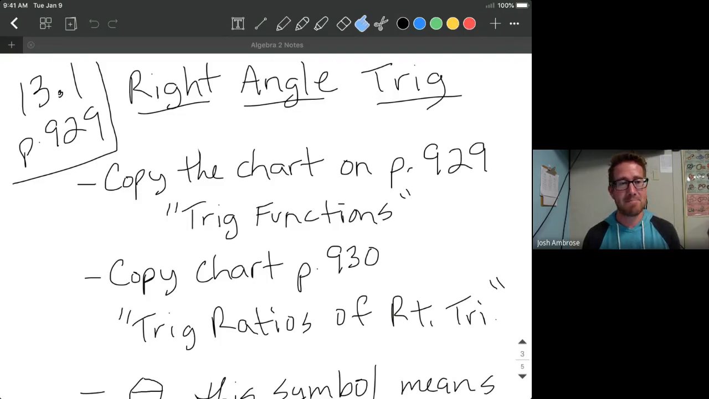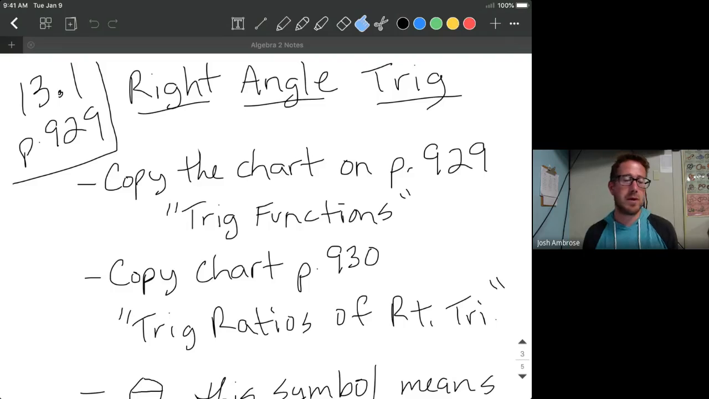All right. Hey, we are moving into chapter 13, and we're going to be covering section 1 today. We're talking about right angle trigonometry, and you should be on page 929 in the textbook. We're only going to be doing the first 4 sections of this chapter. That's about all the time we have, and then we'll get some time to review and give you a little exam on those 4 sections.